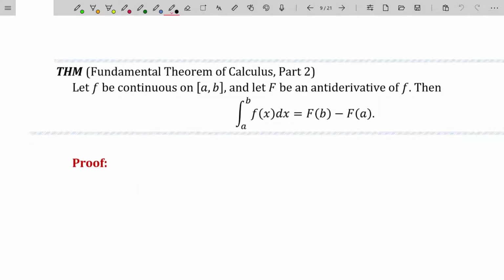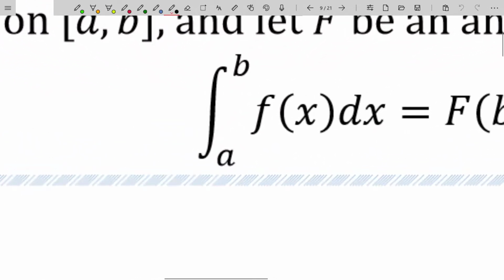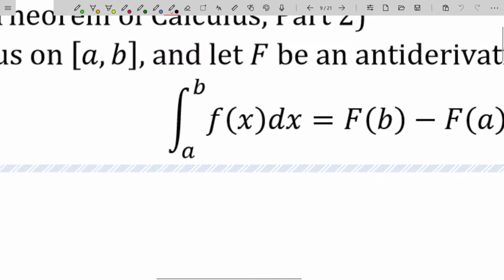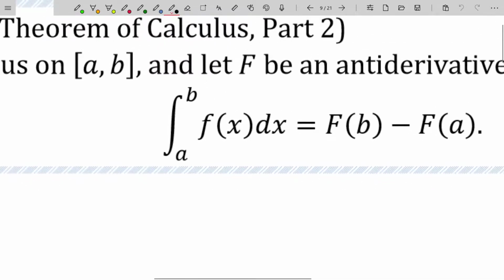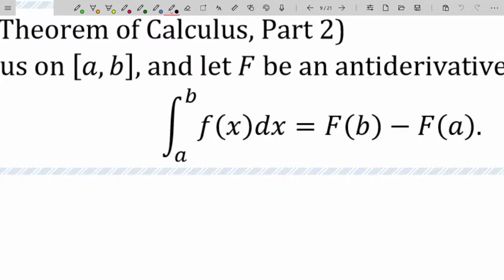Let f be continuous on the closed interval from a to b, and let capital F be an antiderivative of little f. Then you can easily evaluate the definite integral from a to b of f of x dx by evaluating its antiderivative at b minus its antiderivative at a. Let me bring it back to that example we just did.